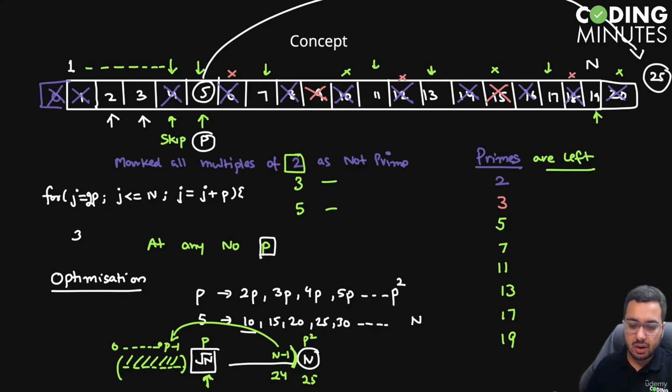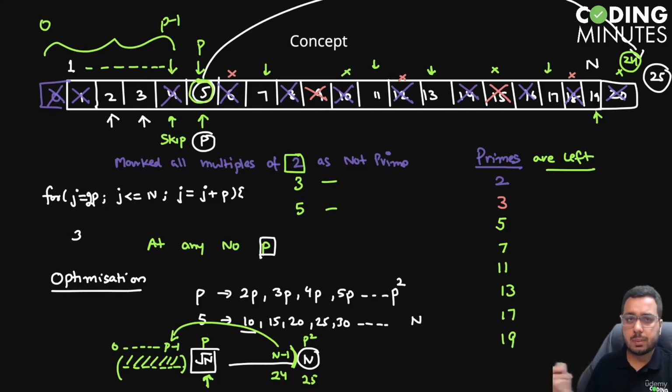So effectively what I'm saying is, if you have already marked the multiples of the numbers which are in the range 0 to p minus 1 as not prime, and let's say this number is p, then what I can say is, up to this number 24, all the non-primes would have been marked by the numbers in the range 0 to p minus 1, and hence for 5 or for any number p, you can directly start marking the numbers as not prime from p square till n.